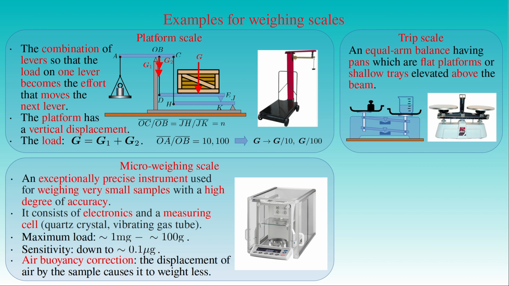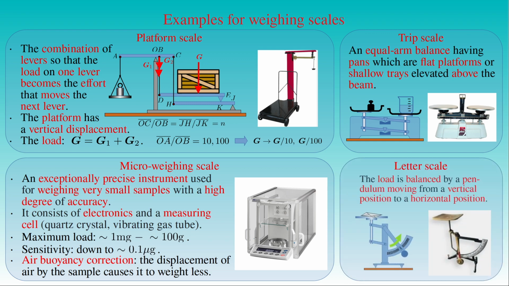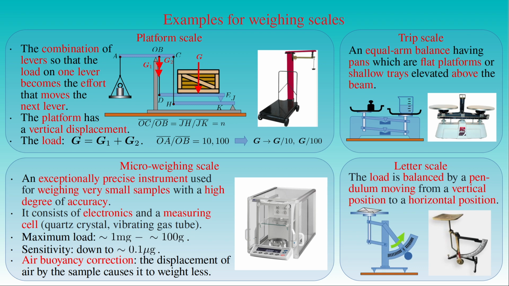In the case of pendulum scales, for example the letter scale seen in the figure, the load is balanced by a pendulum moving from a vertical position representing the unloaded state, to a horizontal position representing the maximum weight measured by the scale. Here the torque produced by the load is in balance with the torque produced by a bob of the pendulum, where the mass of the load is determined by the position of the pendulum in front of the calibrated scale seen on the round part of the device.